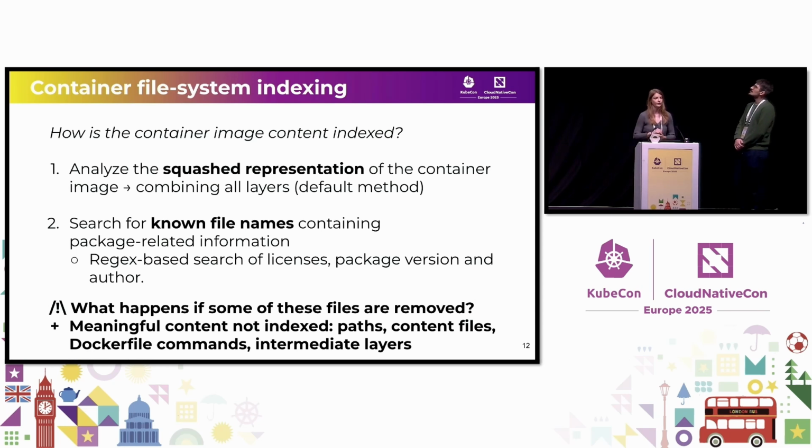So we can think of the path of the file, which are not fully analyzed. We also have some content files which are related to the package, like the configuration files, the binaries, but not actual package metadata. So those files currently are not analyzed. We have the history or Dockerfile comments, where we can see, for example, the URLs that were used to download software. And finally, we have intermediate layers that may contain very interesting information, so typically files that were previously removed in the next layer of the container.